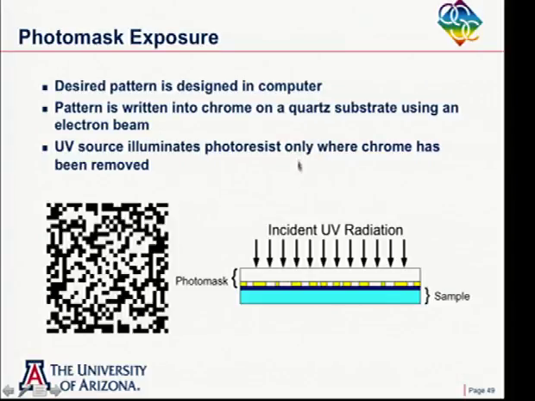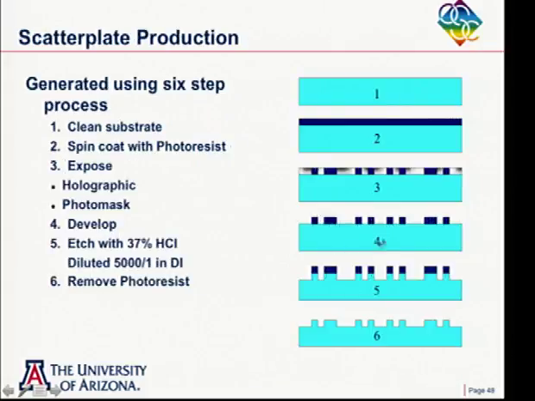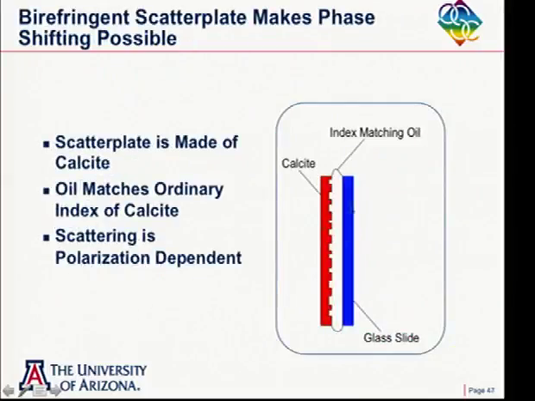And so we will expose this, and expose our photoresist. And then we will develop it. And then we will etch it. So we etch right into the calcite. And then I'll strip off the photoresist. So we end up with a piece of calcite here with regions that are etched away. And so that's what we have right here.